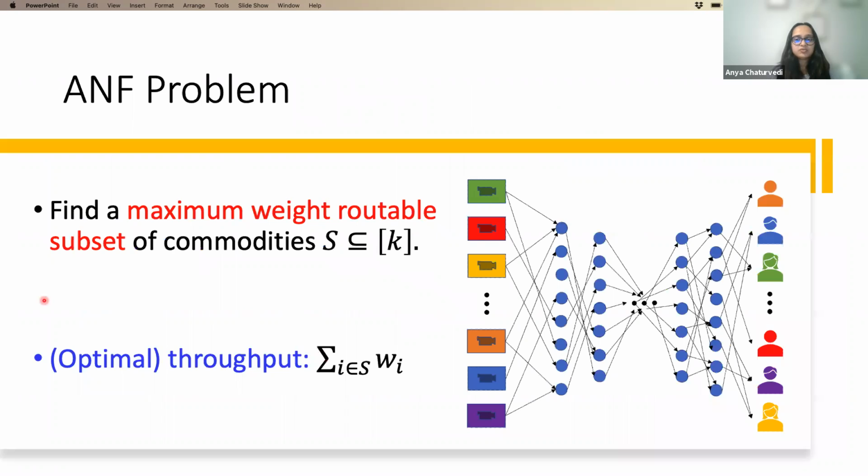With the ANF problem, we are tasked with finding a maximum weight routable subset of commodities subject to capacity and conservation constraints. As an example application, consider users requesting videos over the internet. Packets must be routed to each user upon request, but either all the packets for a video must route or none of them, so that the user does not end up receiving an incomplete file.